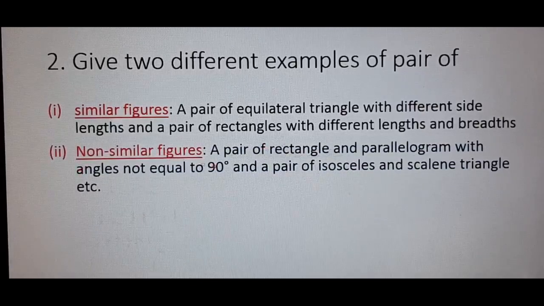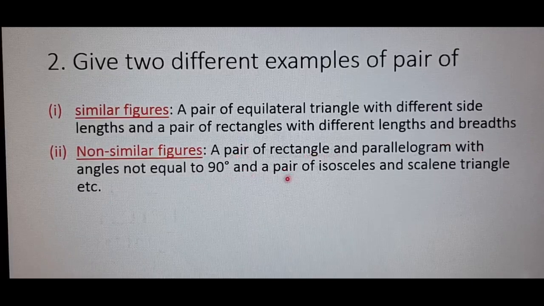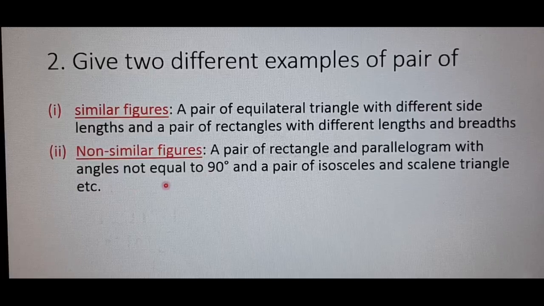Then non-similar figures. Non-similar figure, it's very easy. You can write any non-similar figure. For example, a pair of circle and triangle, a pair of triangle and rectangle, a pair of rectangle and a square. So any non-similar figures, two you can choose and write. I have written a pair of rectangle and parallelogram with angles not equal to 90 and a pair of isosceles and scalene triangle, etc. So there are so many. If you want, you can note this same also. If you want, you can write the others which I have told you.